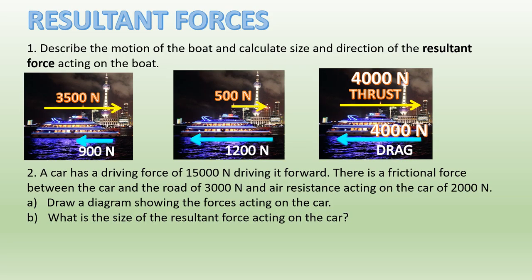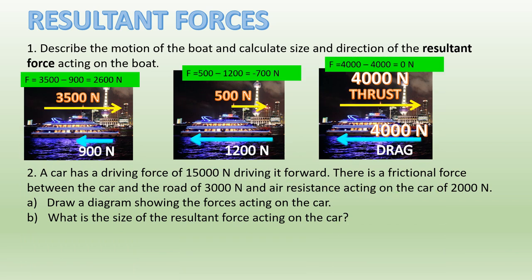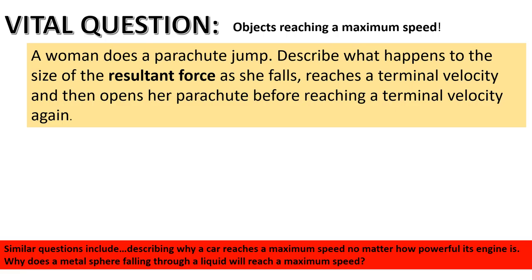Questions for you there about resultant forces. If they are the same, they do cancel out. If there is a resultant force, that will make the object accelerate, and that is Newton's second law. If the forces were pointed in the same direction, we would add them, but if they're in opposite directions, then we do indeed take them away. Describing how forces change, particularly in situations like parachute jumps where things reach terminal velocity.